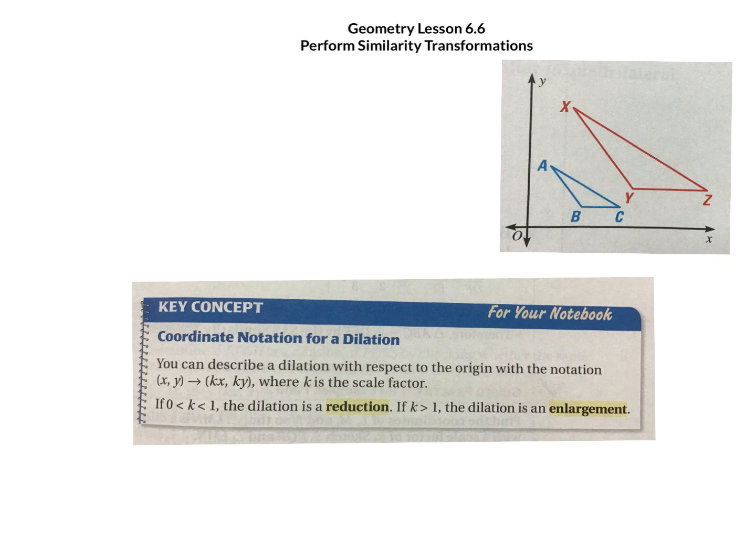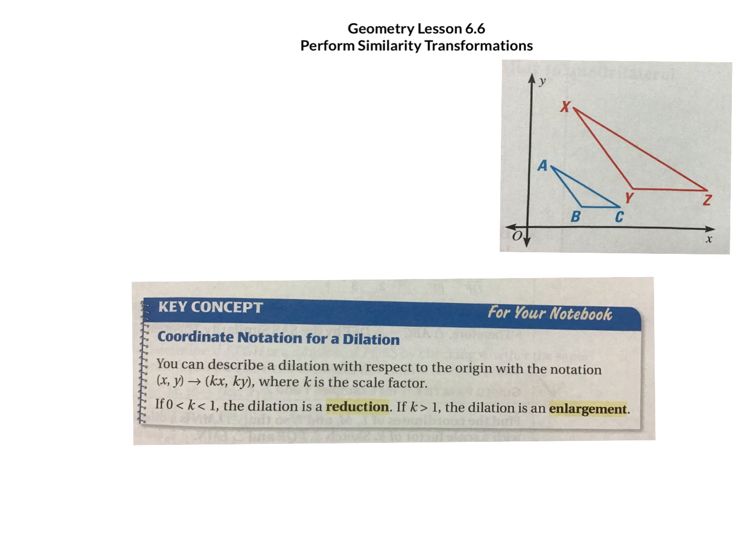Dilation means it moves. Think about your eye. Your eye dilates open and reduces. So it enlarges and reduces. So the two ways you dilate is a reduction, which makes it smaller, or an enlargement, which makes it bigger.